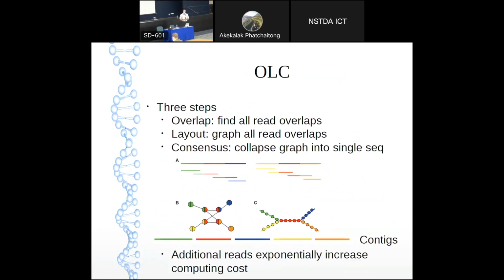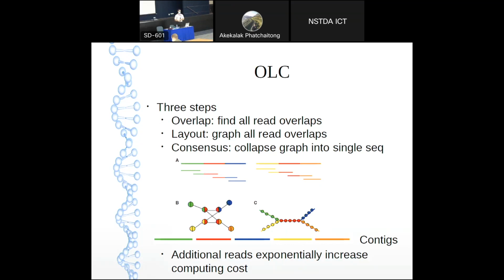Okay, so the other algorithm is OLC. So this consists of 3 steps. So here in this example, we have 2 input sequences, and you can see in red, this represents a repeat sequence. So this sequence is identical to this, and then the green, blue, yellow, and orange are unique sequences.